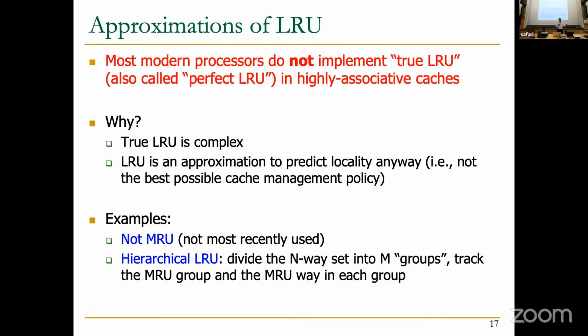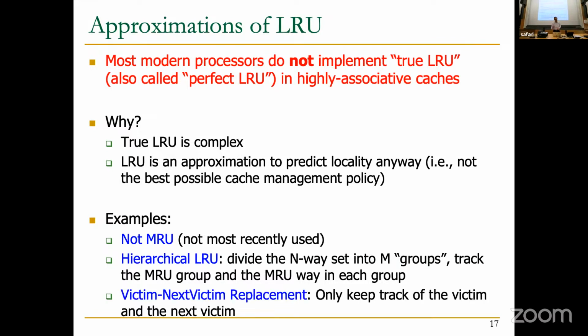I just want to give you the basic ideas of how you can approximate. And then there's also something called next victim replacement, and this is trying to keep track of, basically protect two things, let's say. Maybe you're trying to protect the most recently used and something else as well. How do you determine that something else? It depends on the policy. So most processors essentially don't implement LRU for these two reasons.